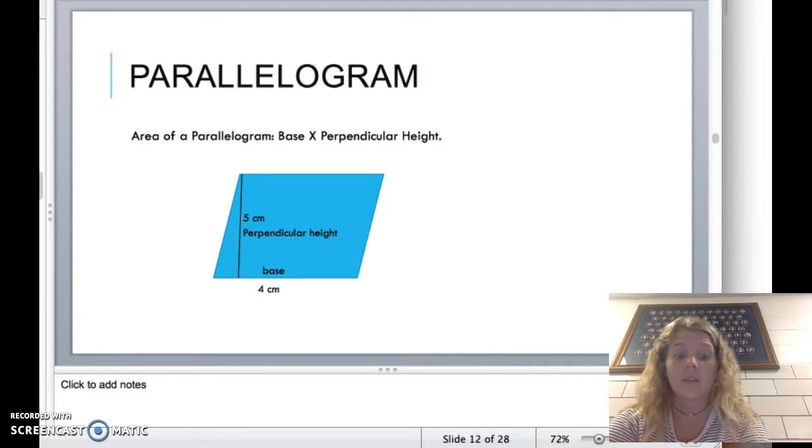And then the next thing we would learn about is the area of a parallelogram. Area of a parallelogram is base times perpendicular height, so it would be 4 times 5 centimeters, and it would be 20 centimeters squared.